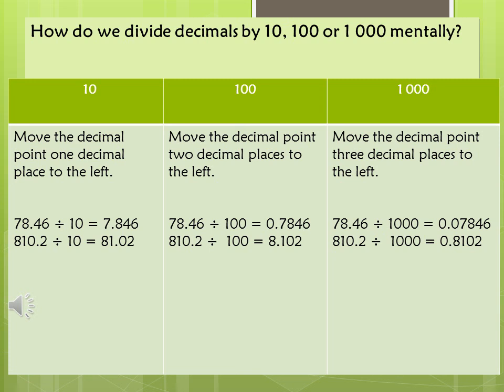So, another example, 810 and 2 tenths o 810.2 divided by 1,000. I-move muli siya ng 3 decimal places mula dun sa decimal point. So, ang magiging sagot nyo ay 0.8102.